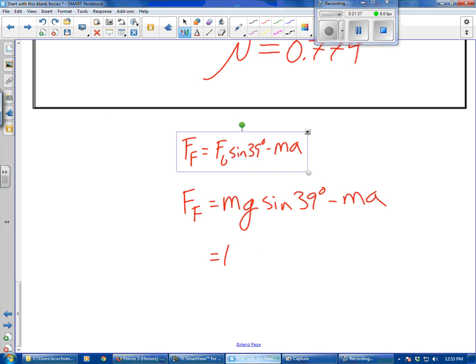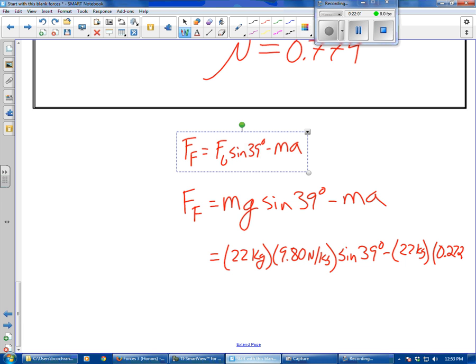m, they tell me, is 22 kilograms for mine. g is 9.80 newtons per kilogram. Sine 39 degrees minus 22 kilograms times my a, if I remember right, was 0.272 meters per second squared. And then I just plug all that in and I get the frictional force.